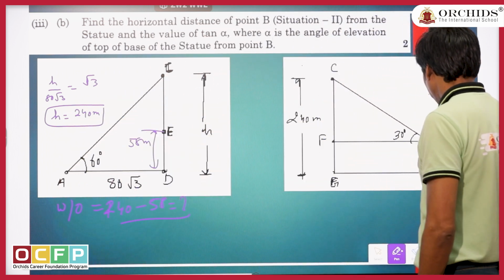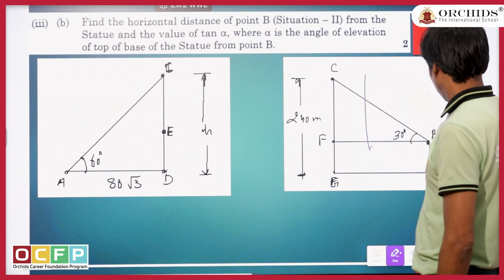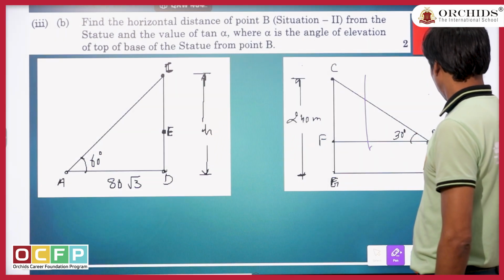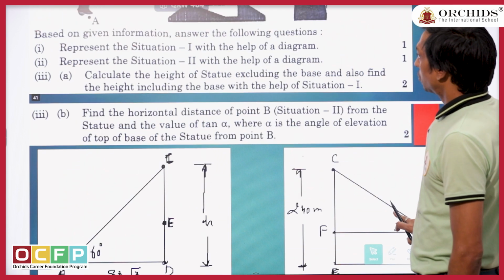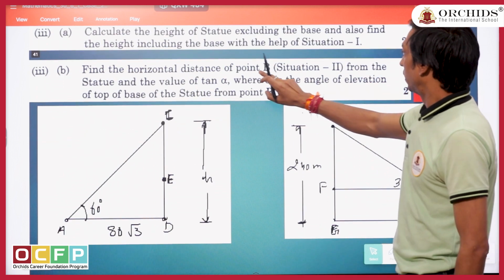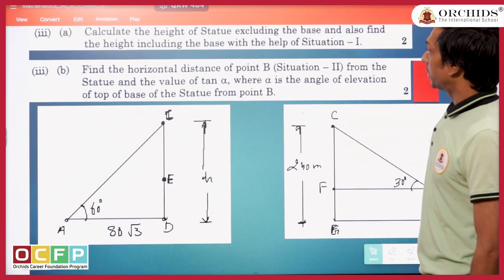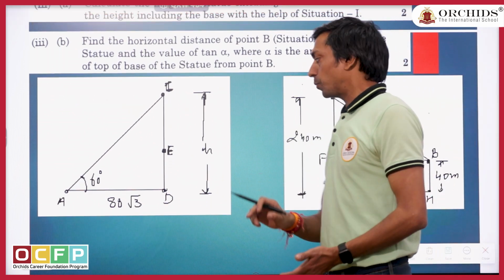Now the last part of the question is: find the horizontal distance of point B in situation number 2 from the statue. Second, the value of tan alpha, where alpha is the angle of elevation of the top of the base of the statue from point B.